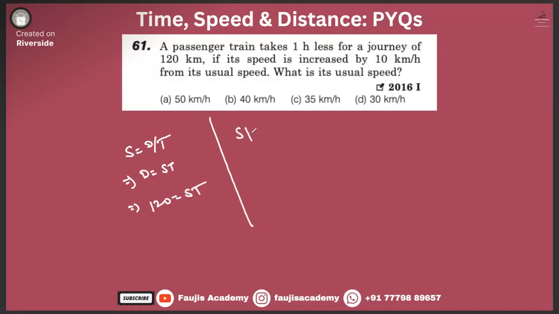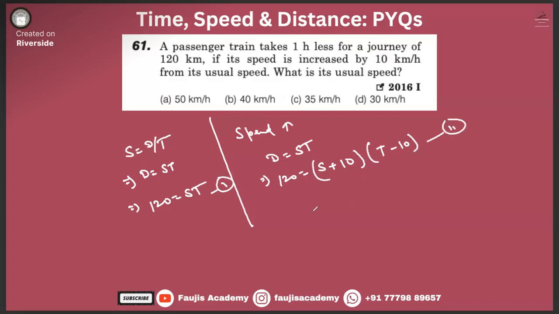Now the speed has been increased. Speed increase. So what happens? Distance will always be equal to speed into time. The distance did not change. Speed changed by 10 kmph. And time also reduced by this. This is 120. This is also 120. Can we equate this to st?